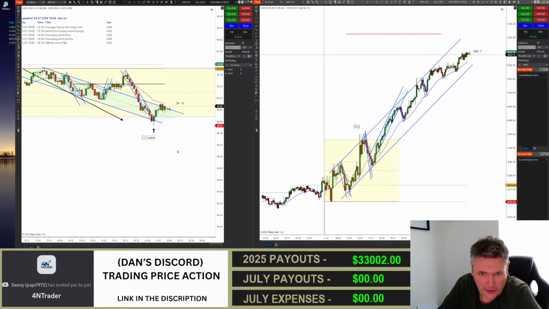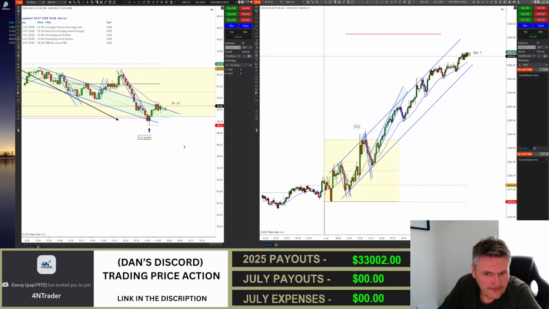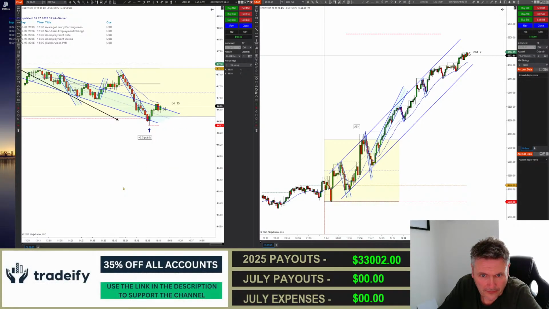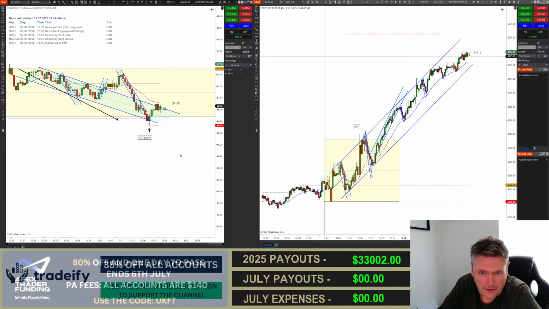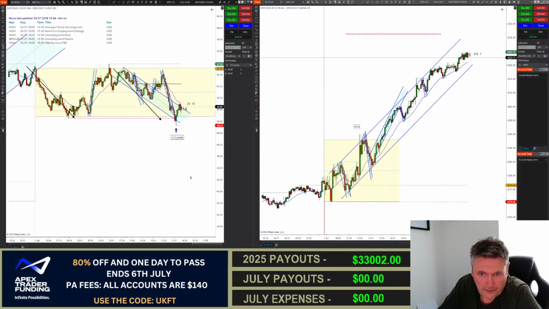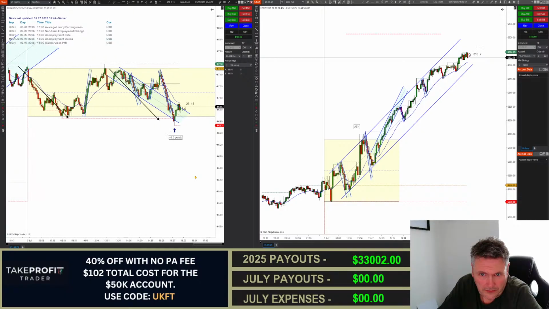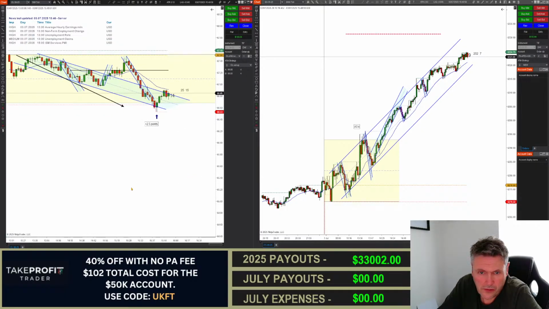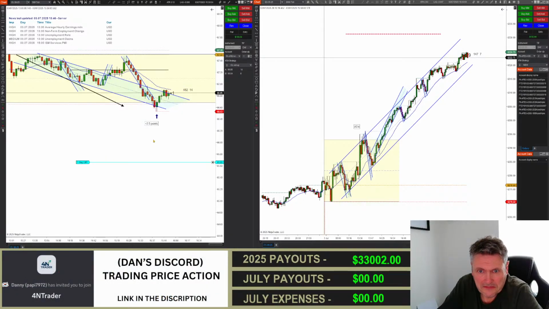There is a higher low here. Let's see how this higher low forms. Order submitted. It's a bit of a stem. I don't like it. Order canceled.